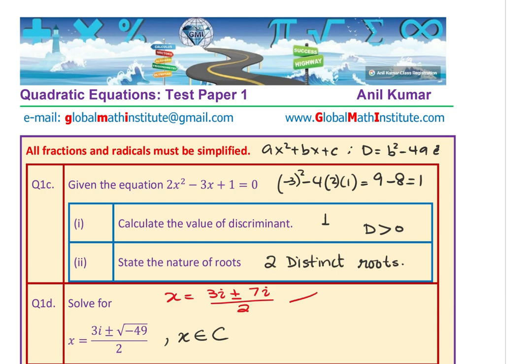So we have two solutions here. One is 3 plus 7, which is 10i, by 2, which is equal to 5i. The other one is minus 4i by 2, or minus 2i, correct? So these are the two solutions for the given equation. Perfect.